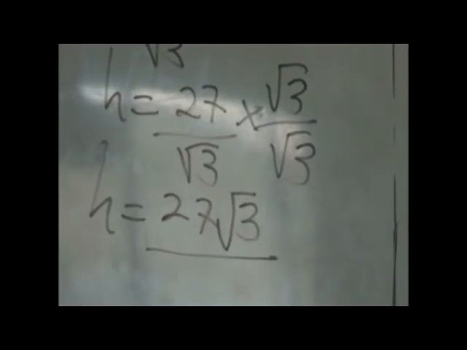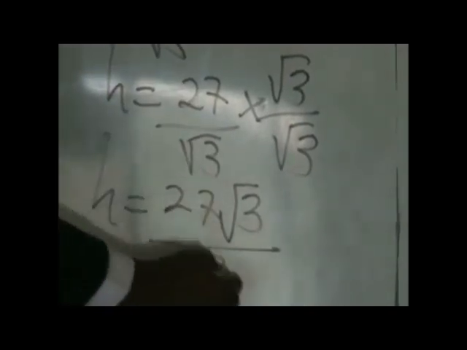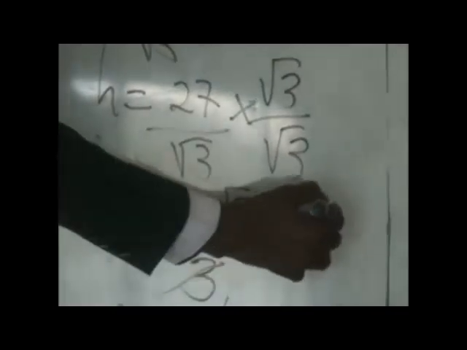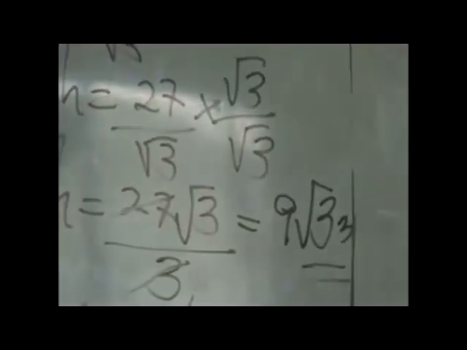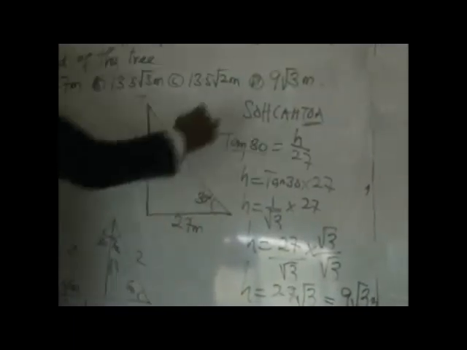Therefore, height will become 27 times root 3, which gives us 27 root 3 over root 3 times root 3, equal to root 9. And what is root 9? Root 9 is equal to 3. Are you seeing it now? So this 3 can cancel this 27: 3 into 27 is 9. So the final answer becomes 9 root 3 meters. Are you getting it? So the height of the tree is 9 root 3 meters. So the correct option to this question is option D.